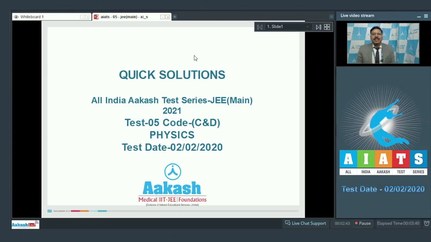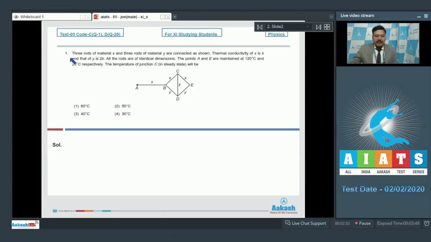Let's go to question number 1. Question 1 says 3 rods of material X and 3 rods of material Y are connected as shown. Thermal conductivity of X is K and that of Y is 2K. All the rods are of identical dimensions. The points A and E are maintained at 120 degrees C and 20 degrees C respectively. The temperature of junction C in steady state will be, and this is the arrangement that's been given to us.